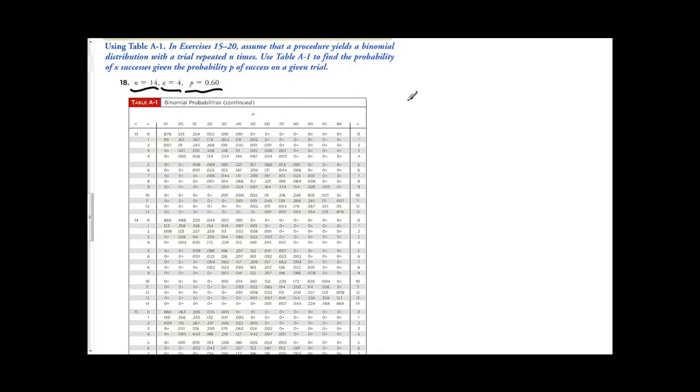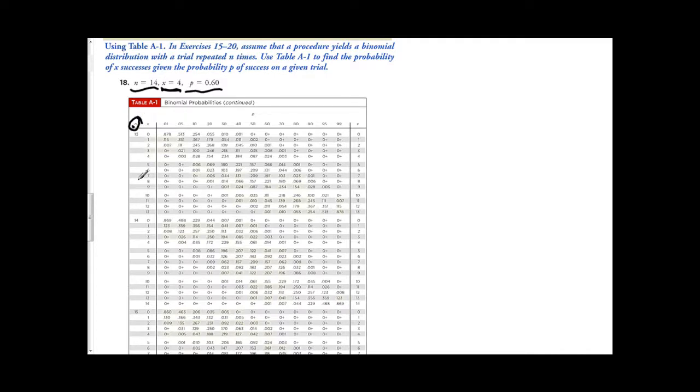So what we're doing is we're running a procedure 14 times, and we're going to see what's the probability that this procedure results in a success exactly 4 of those 14 times if the probability of a success is 60%. Well, looking at the table, the first thing you want to do is find n. N is in the first column of the table here.